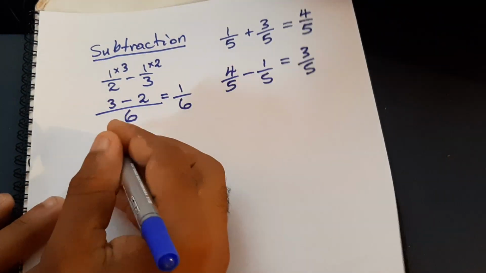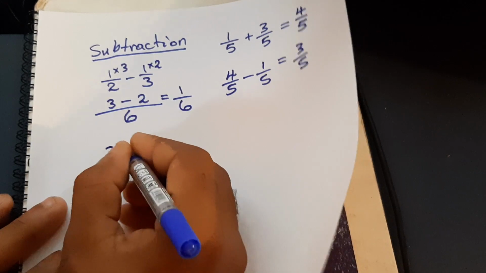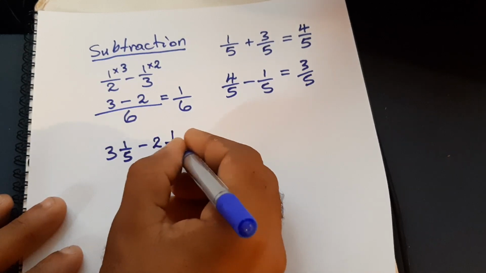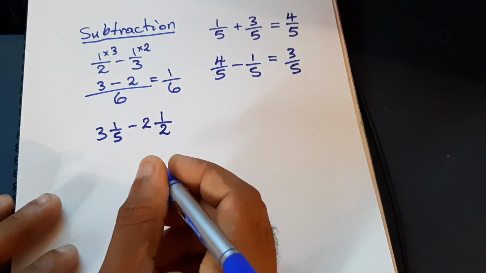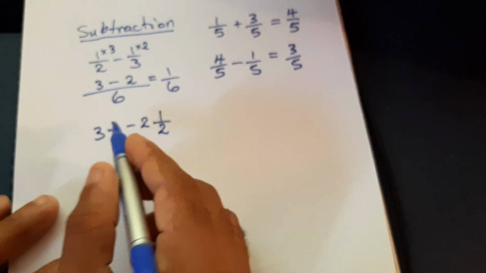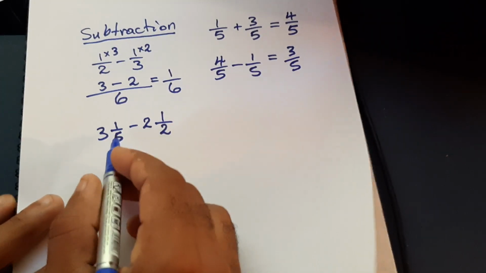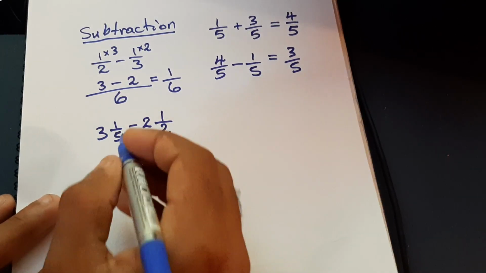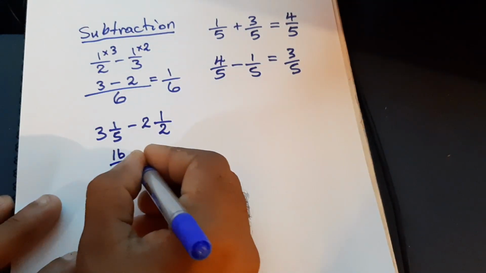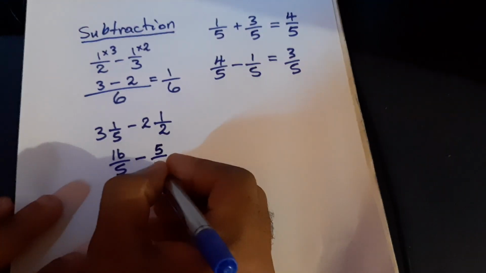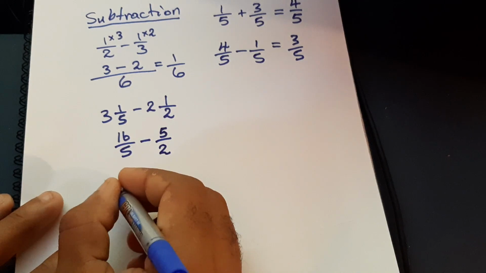So I'm going to do 1 with a mixed number. So let's say we had 3 and 1/5 minus 2 and a half, for example. So the technique that I'm going to show you, I'm going to change the mixed numbers to improper fractions, then we find the LCM. So to change these mixed numbers, remember, we multiply the denominator by the whole number, then add the numerator. So 3 times 5 is 15 plus 1, 16 over 5, minus 2 times 2 is 4 plus 1, 5 over 2. So we need to find the LCM.